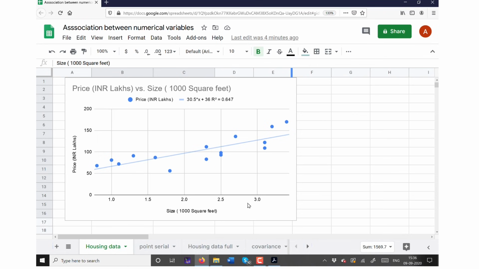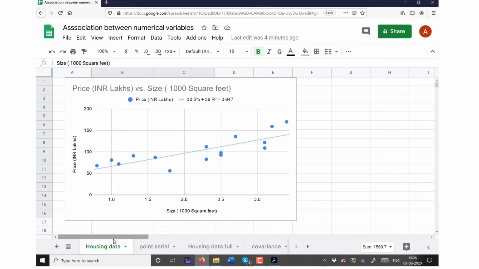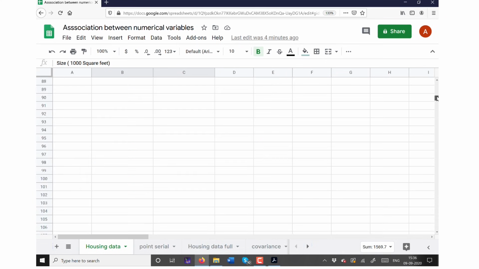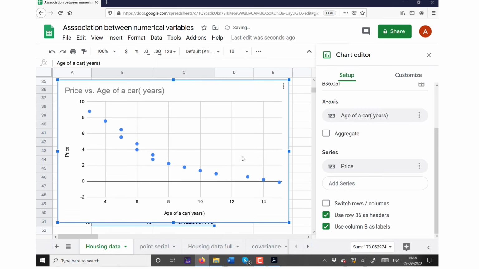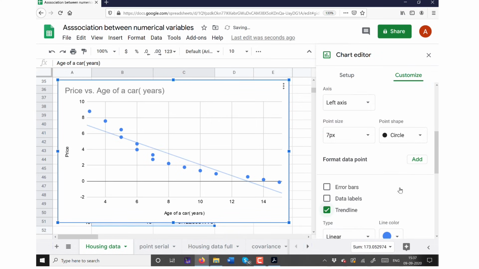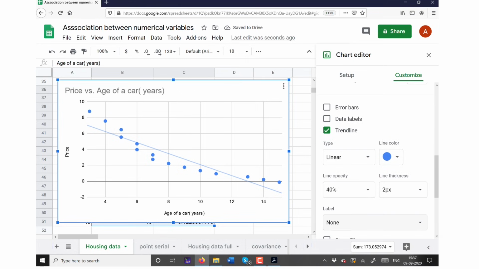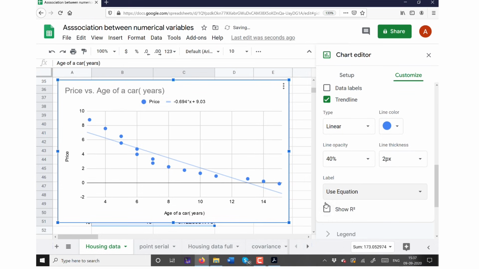So, if I go and look at the same thing for this data set, we know about the age of a car and the price of a car. This is the next data set. Again I click on a scatter plot. Again I go to my customize option. Under series I plot a trend line and again I ask for an equation with an R square.